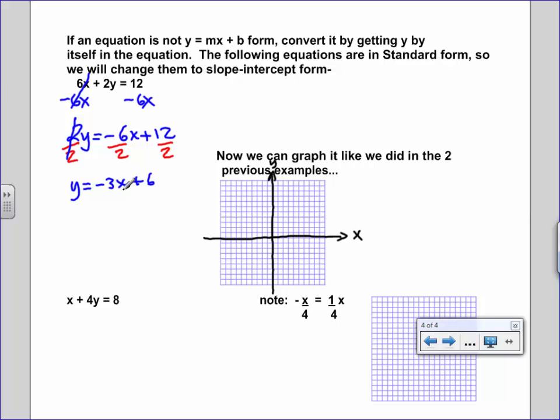Okay, our y-intercept is positive 6. So we'll count up 1, 2, 3, 4, 5, 6 and put a mark to start there. As we learned from the other problem, negative 3 is the same as negative 3 over 1. So this would mean go down 3 and right 1. And to help you draw the line, repeat it. Down 3, right 1.